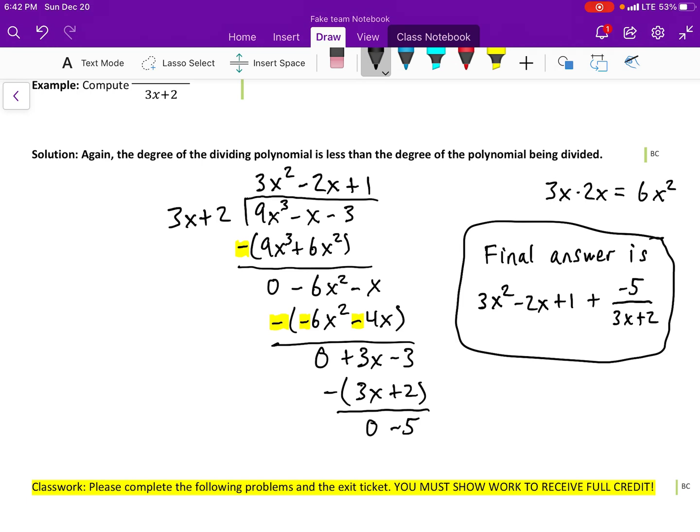So again, if we do have a remainder, which in this case was -5, then we bring it in this way. So 3x squared minus 2x plus 1 is the expression that we get on the top. And then if we have a remainder, we just write it as plus that remainder divided by the expression we were dividing by.